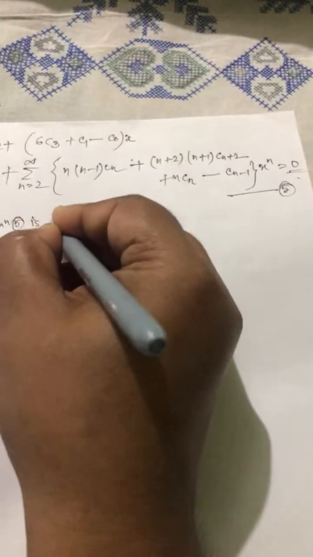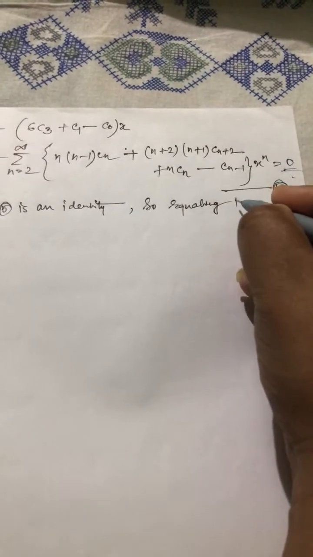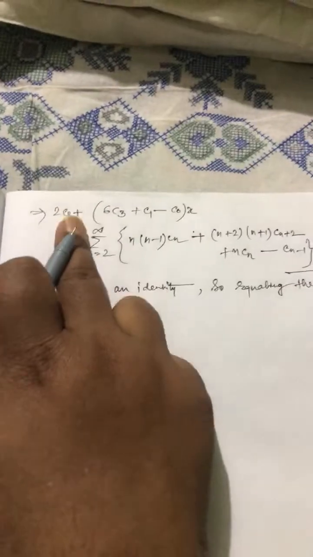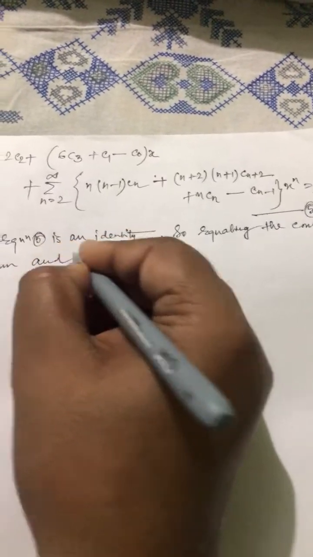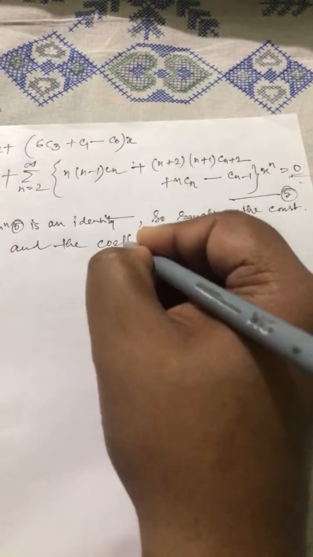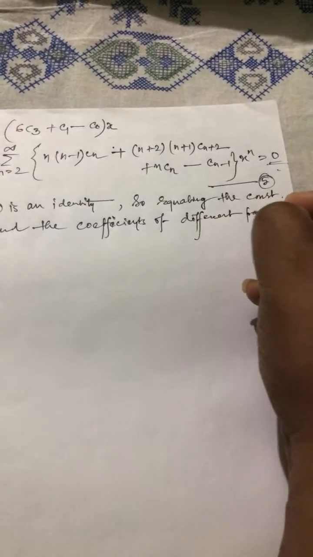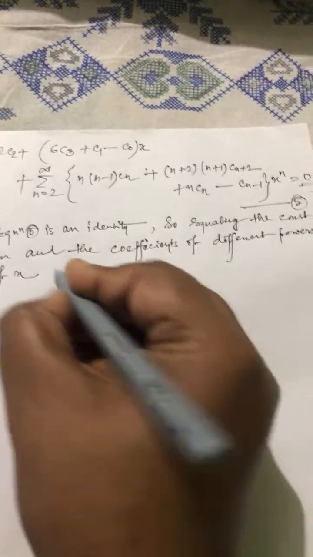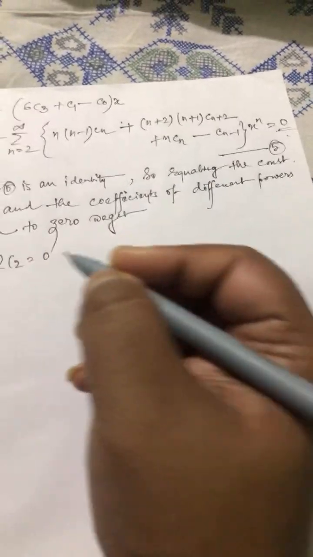since equation 5 is an identity, equating the constant term, on the left hand side we have obtained 2c2, and the coefficients of different powers of x to 0, we get, first we have obtained 2c2 equals 0.